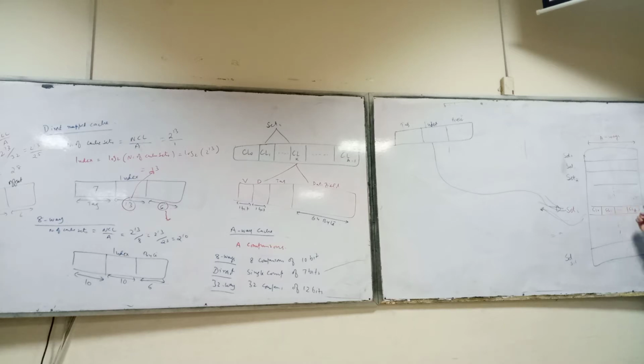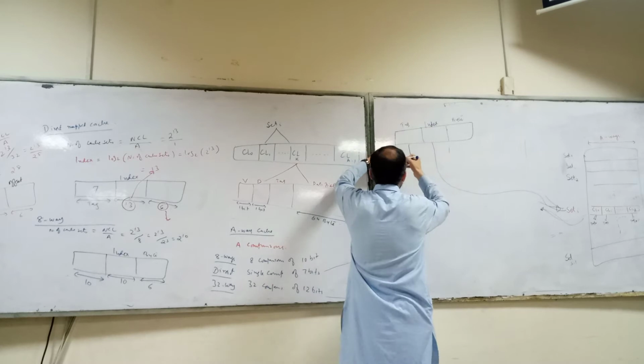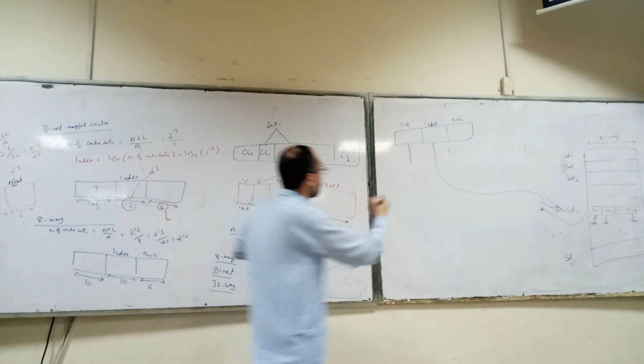Then how many comparisons will be there? Looking at this set, for cache line 0 we have Tag 0, for cache line 1 we have Tag 1, and up to Tag A minus 1. So what you are doing is comparing this tag field with all the stored tags.